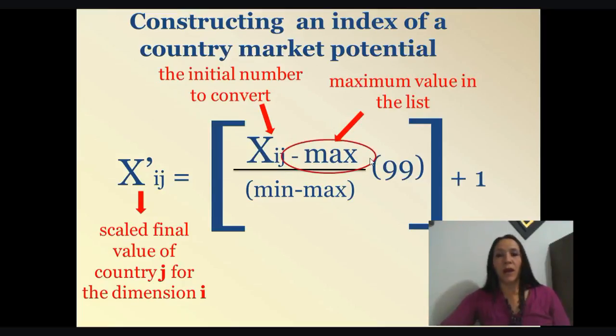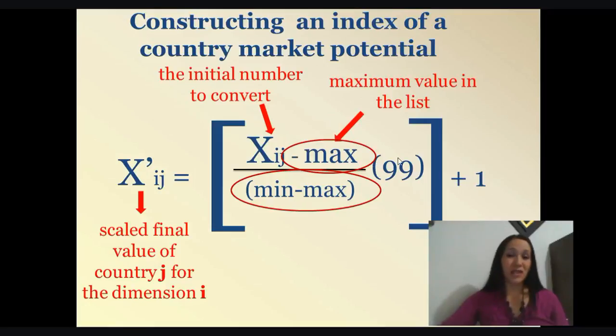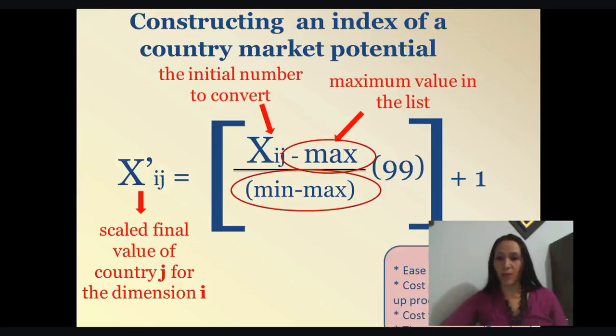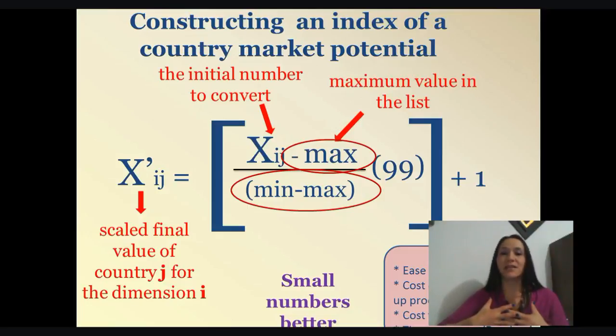As I told you, it's important that you remember that it's not the maximum and it's not the range, it's the minimum minus the maximum. If not, it's going to be negative, and the idea is that all the index numbers are from 1 to 100, no negative numbers, no more than 100. This equation is used when, for my analysis, it's better when I have small numbers.